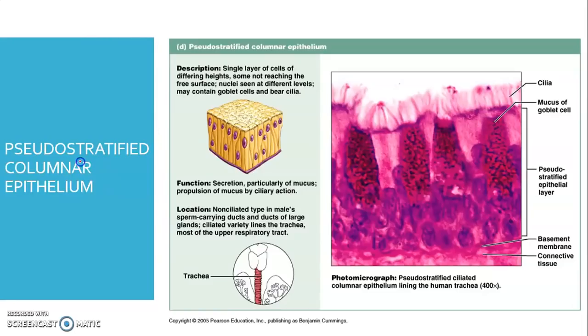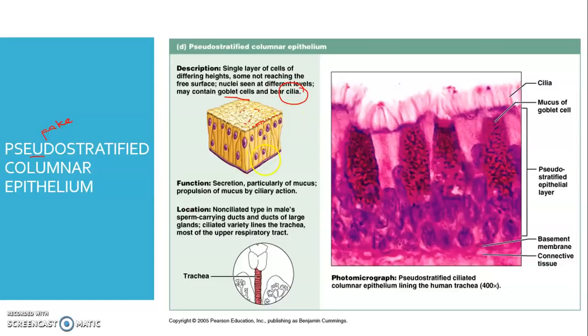The name pseudo here means fake, isn't it? So it's fake stratified. Actually, it's not stratified, it just looks like stratified. Actually, it only has one layer, with columnar epithelium. It also consists of goblet cells and cilia. You can see quite a lot of cilia. What is the difference from the simple columnar epithelium?